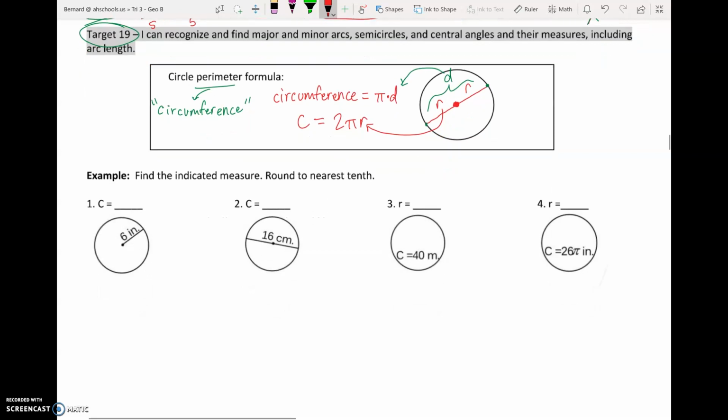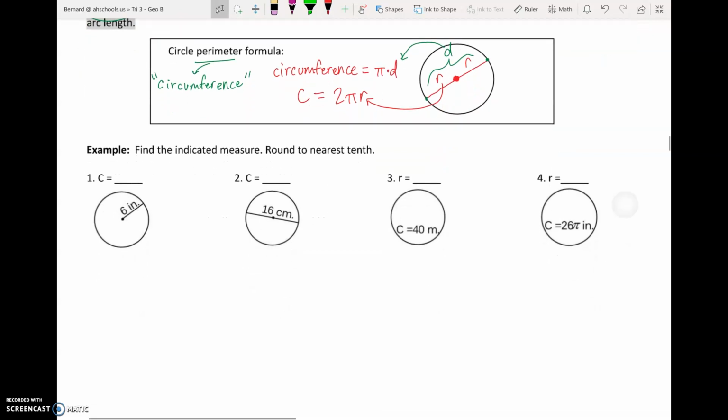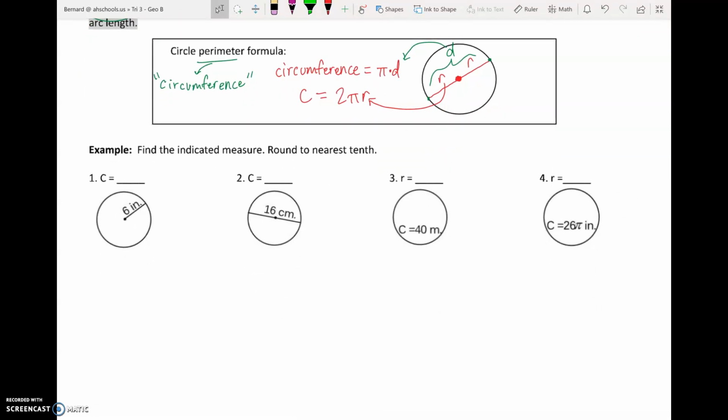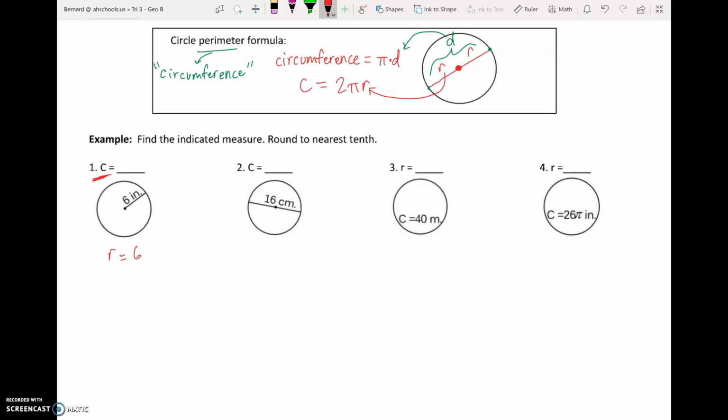And so we're just going to use whatever they give us in these problems down here. In number 1, we want to find circumference. And so they have given us a radius. From the center to the edge is a radius. So let's say r equals 6. And we can find circumference with a radius, right?